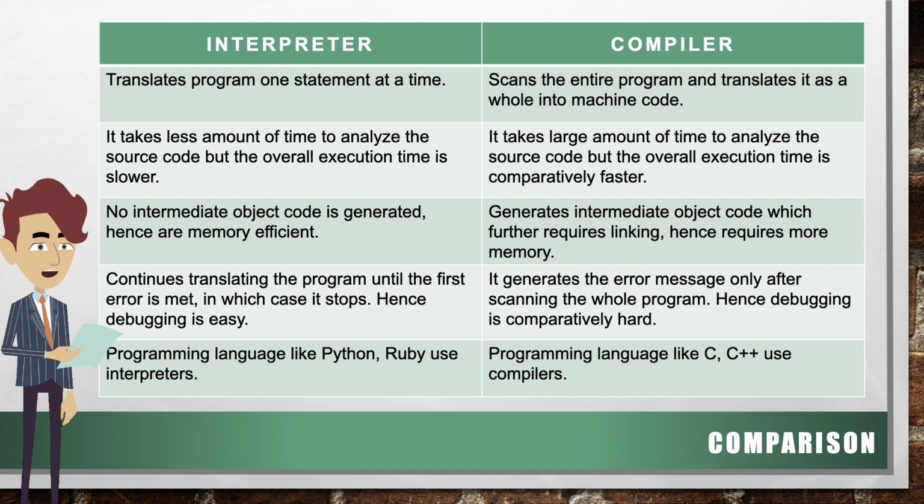In an interpreter, no intermediate object code is generated, hence it is memory efficient. A compiler generates intermediate object code which further requires linking, hence it requires more memory. The interpreter continues translating the program until the first error is met, in which case it stops, hence debugging is easy. A compiler generates the error message only after scanning the whole program, hence debugging is comparatively hard because you don't know where to find the error, unlike the interpreter, which stops translating once it encounters an error. Programming languages like Python and Ruby use interpreters, but programming languages like C and C++ use compilers.